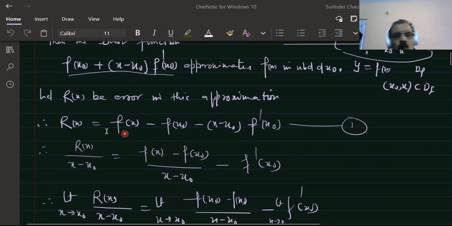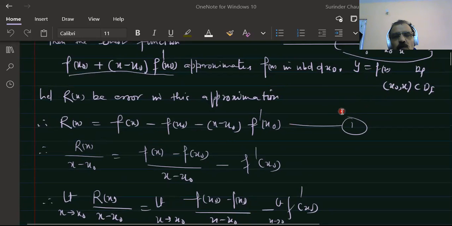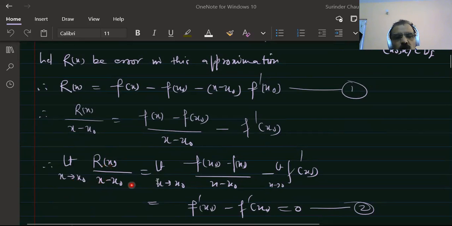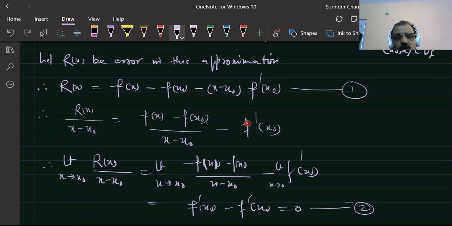Now, if we divide both sides of this equation by x minus x naught, we get R(x) upon x minus x naught equal to f(x) minus f(x naught) upon x minus x naught, minus f dash(x naught). If you take the limit of both sides as x approaches x naught, from either left or right, you get the limit of R(x) upon x minus x naught equal to the limit of (f(x) minus f(x naught)) upon (x minus x naught) minus the limit of f dash(x naught). The first term is the derivative of the function at x naught, so the limit will come out to be 0.